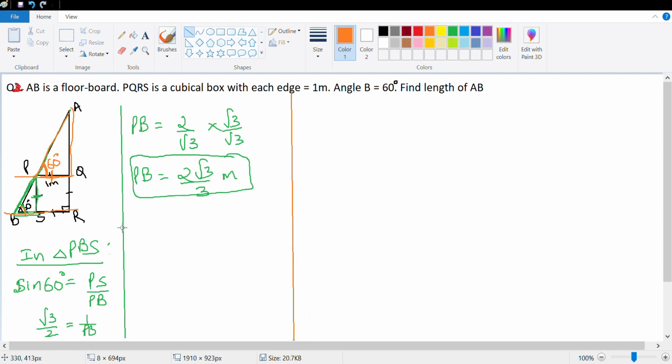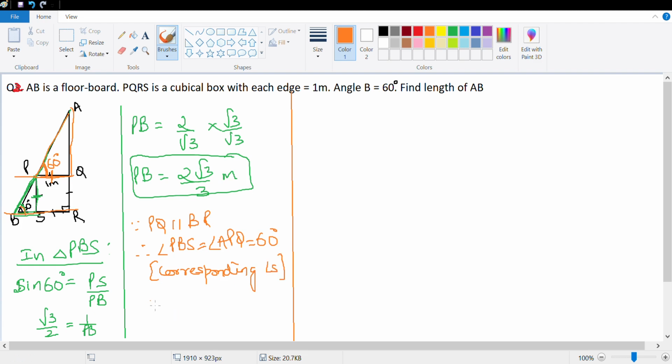Let's look at the second triangle. Since PQ is parallel to BR, therefore angle PBS is equal to angle APQ. These are corresponding angles, this is equal to 60 degree. Good, which means in triangle APQ, this is the triangle that I'm referring to.